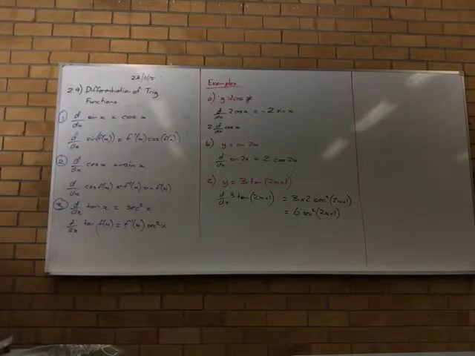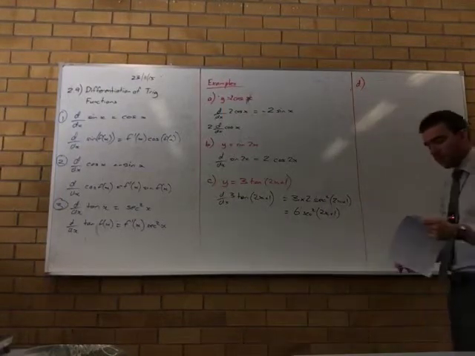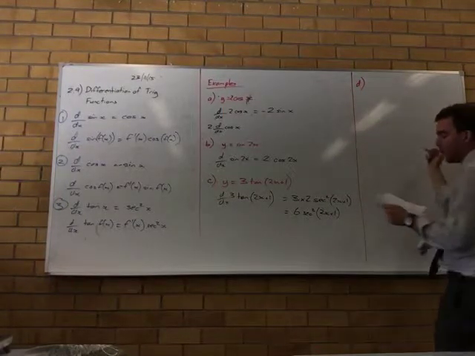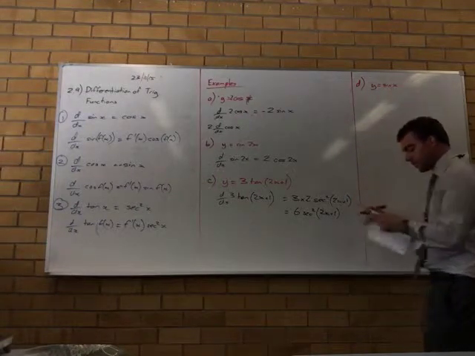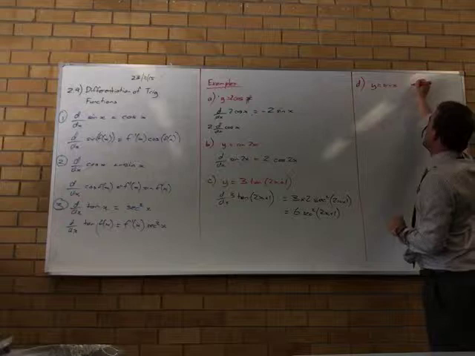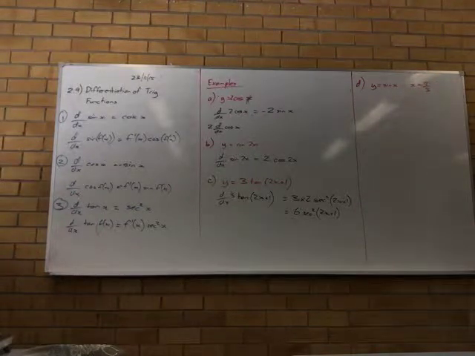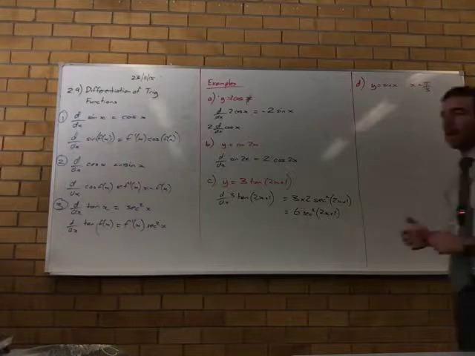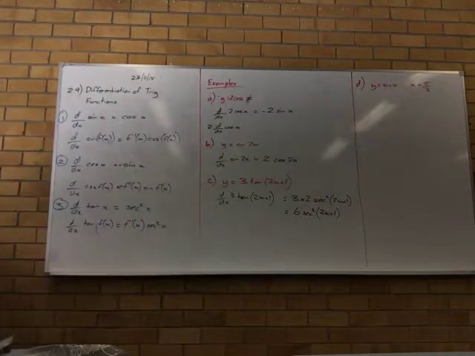So one of the main things you need to do when you differentiate is find the equation of the tangent. So let's have a go at one of those. Find the equation of the tangent in exact form to the curve y is equal to sine of x at the point where x is pi on 3. So going back to the work we did towards the end of last term.